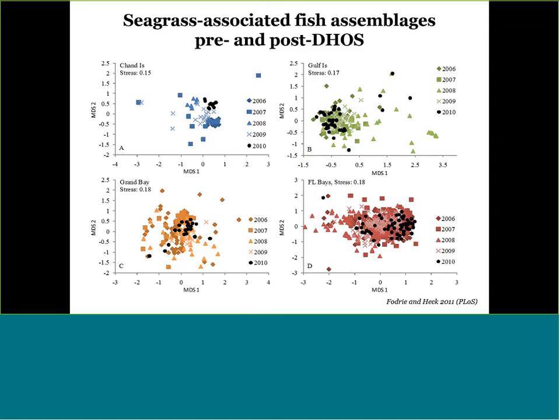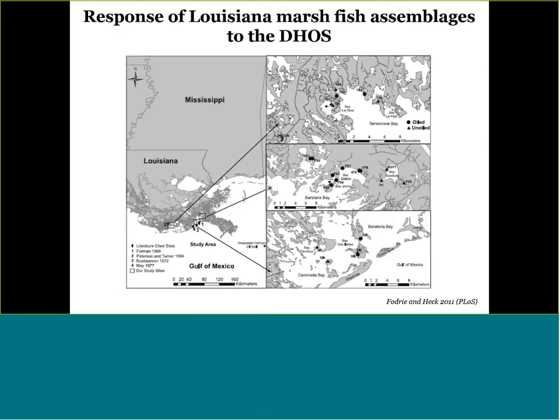And the take home here is that in 2010, during and after the spill, the community of fishes that we were sampling looked just like the community of fishes we were seeing before the spill. Those black dots fall right on top of all the other collections. So at least in seagrass, you really don't detect any change in the population of fishes post-spill.